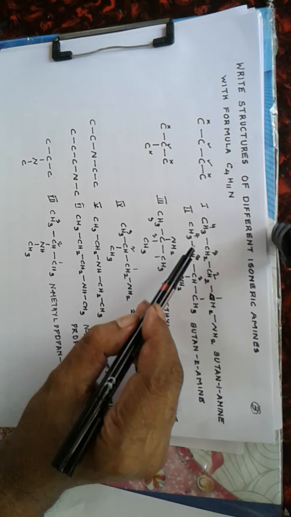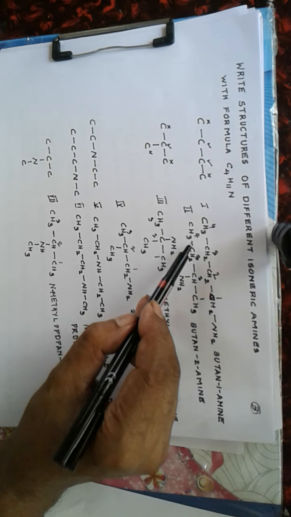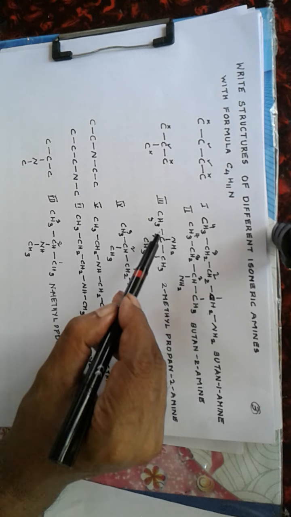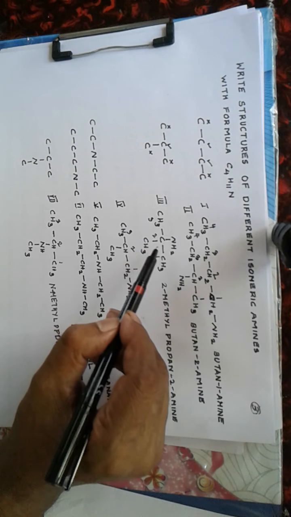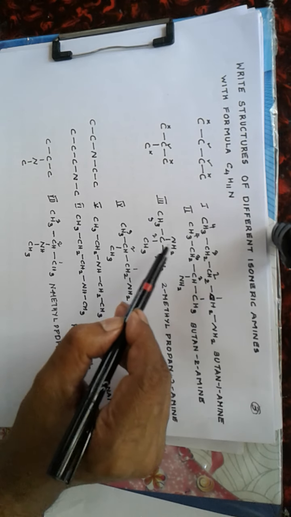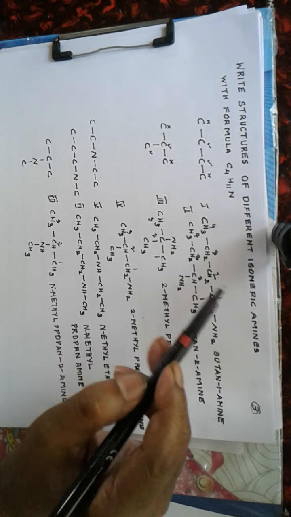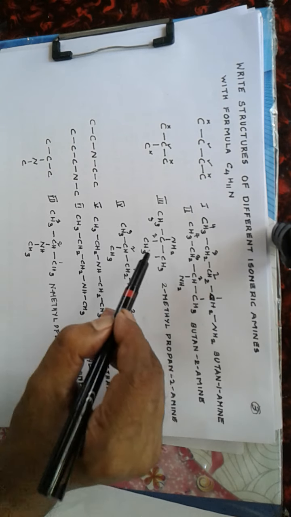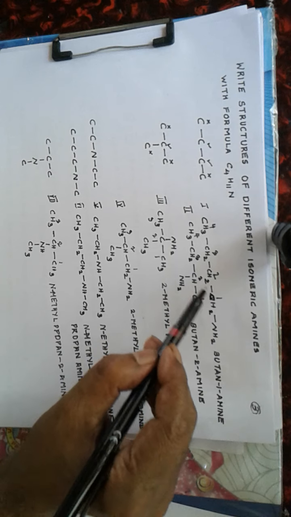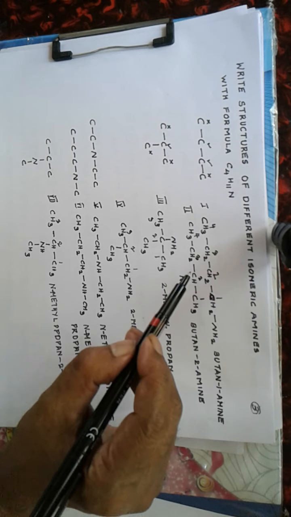But when we consider 1 and 3 or 2 and 3, there is a difference in the arrangement of the carbon chain. So 1 and 3 or 2 and 3 are considered chain isomers and also position isomers.